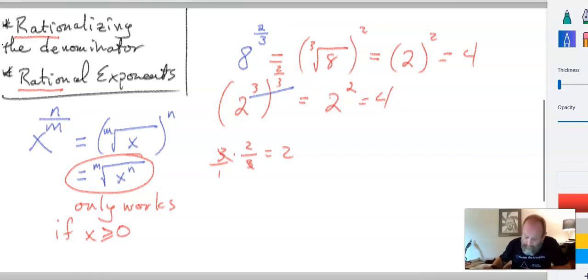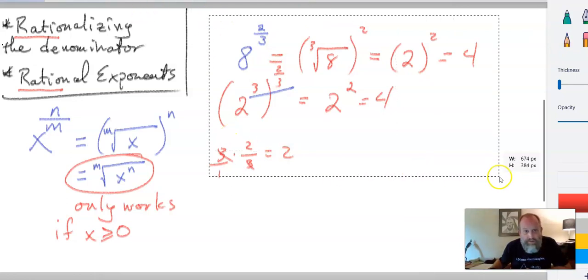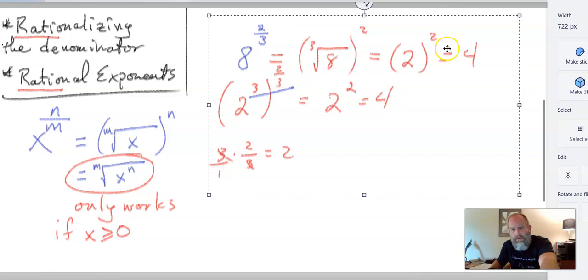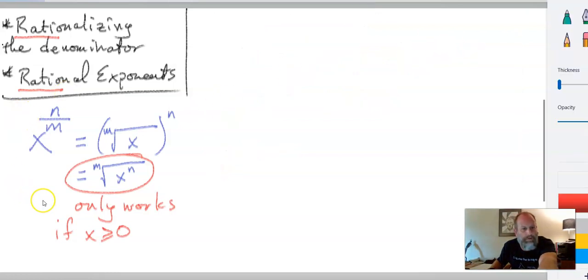So let's see here. Let's go ahead and clear this off. I'll leave that there. And we'll do that. There we go. Okay. Yeah, let's see what we can do with this.